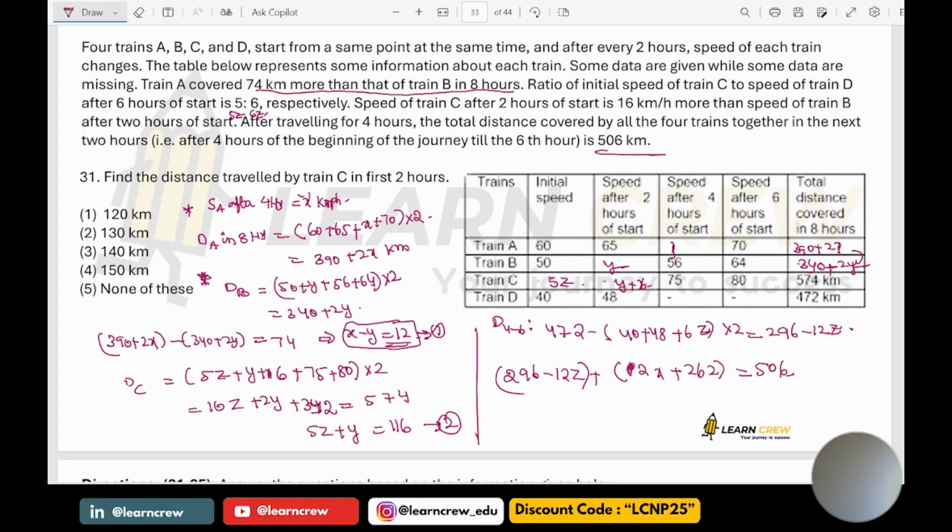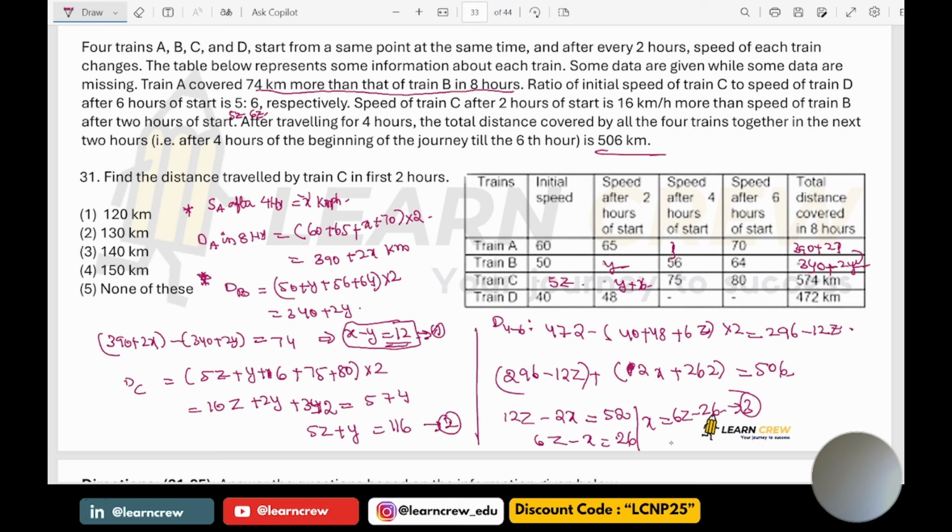506. It's already given. Now from this you will get 12z minus 2x is equal to 52. So 6z minus x is equal to 26. Thereby x is equal to 6z minus 26. This is the third one. If you solve the first equation, second equation and third equation, you will get the values of x, y and z.